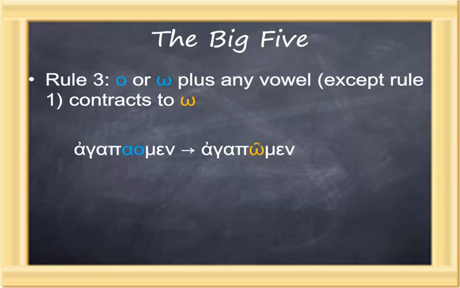Rule number 3 is a bit more complex. With the exceptions of the contractions involving omicron in rule number 1, omicron epsilon, epsilon omicron, or 2 omicrons, with the exception of those, any other combination of omicron or omega plus a vowel contracts to omega. So, for example, agapa plus omen, the alpha plus the omicron contract to omega.